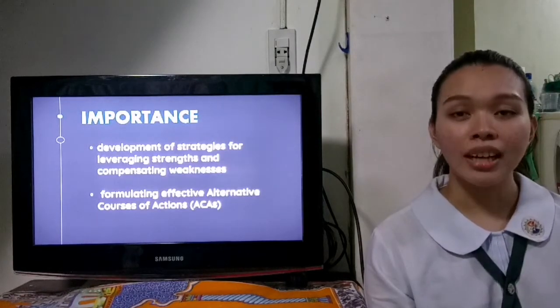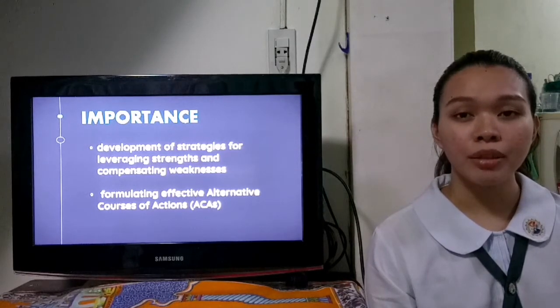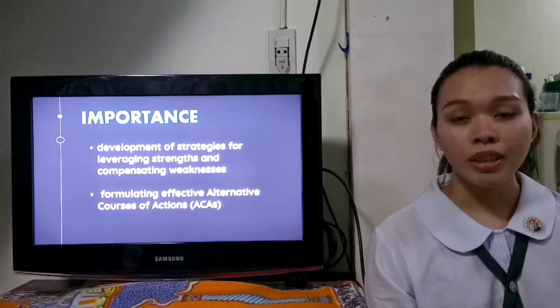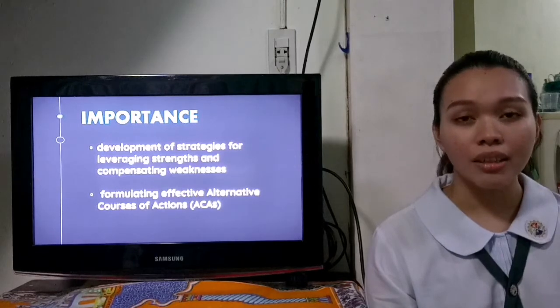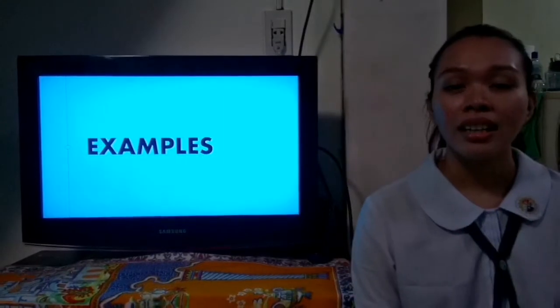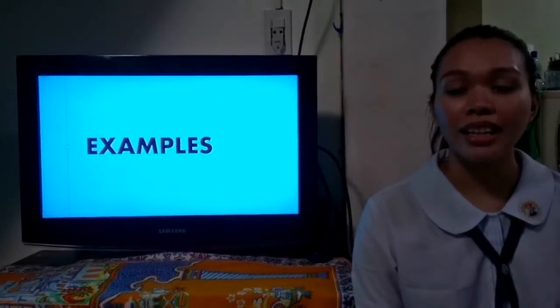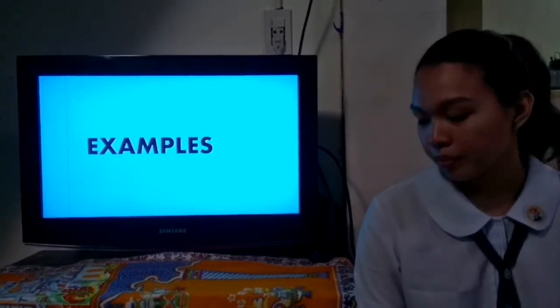It is important to analyze the technical aspect of an entity because it helps with the development of strategies to leverage the strengths and the compensation of its weaknesses. More importantly, the analysis of the technical aspect helps in formulating the effective alternative courses of actions in a financial plan. Now I'll present examples of analysis on the technical aspects with Ohana Trading Corp and PMMI.